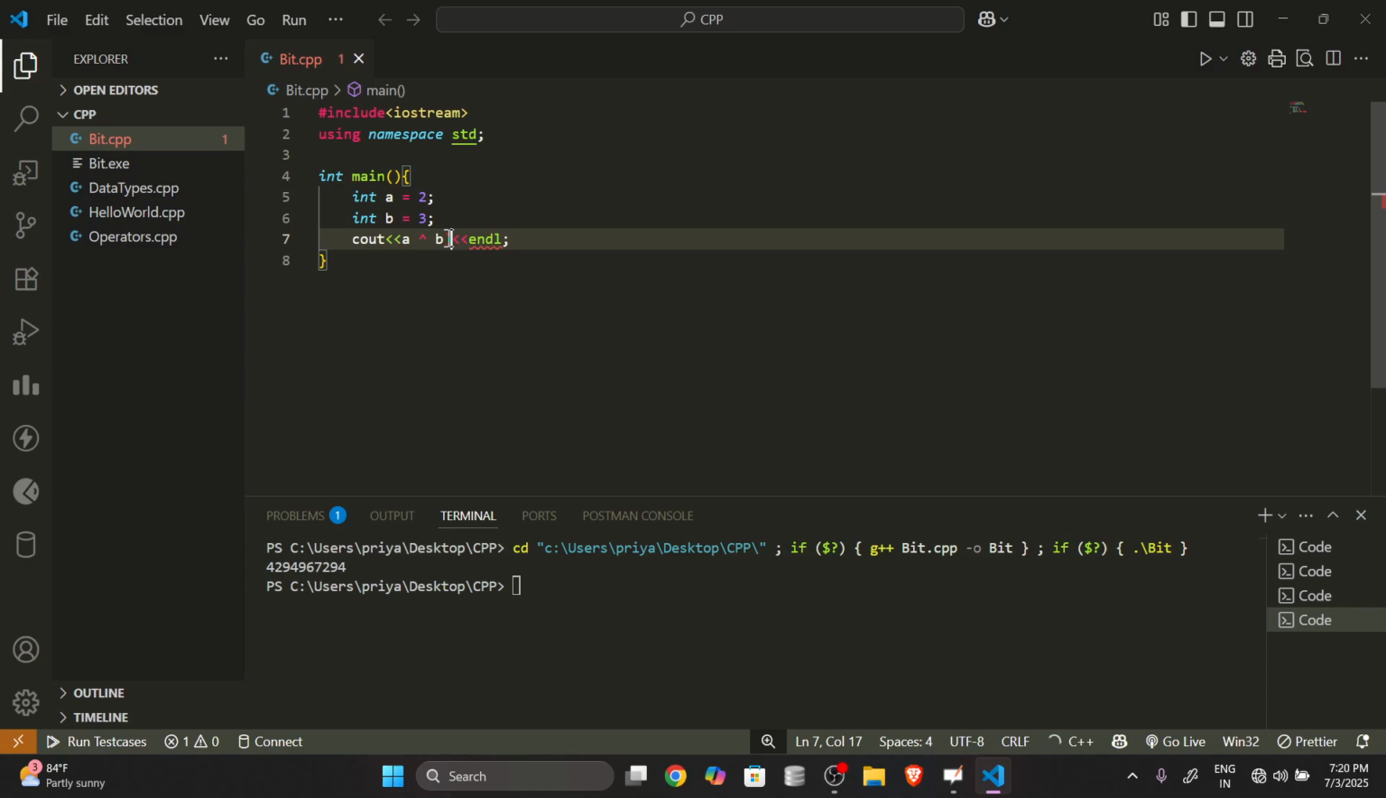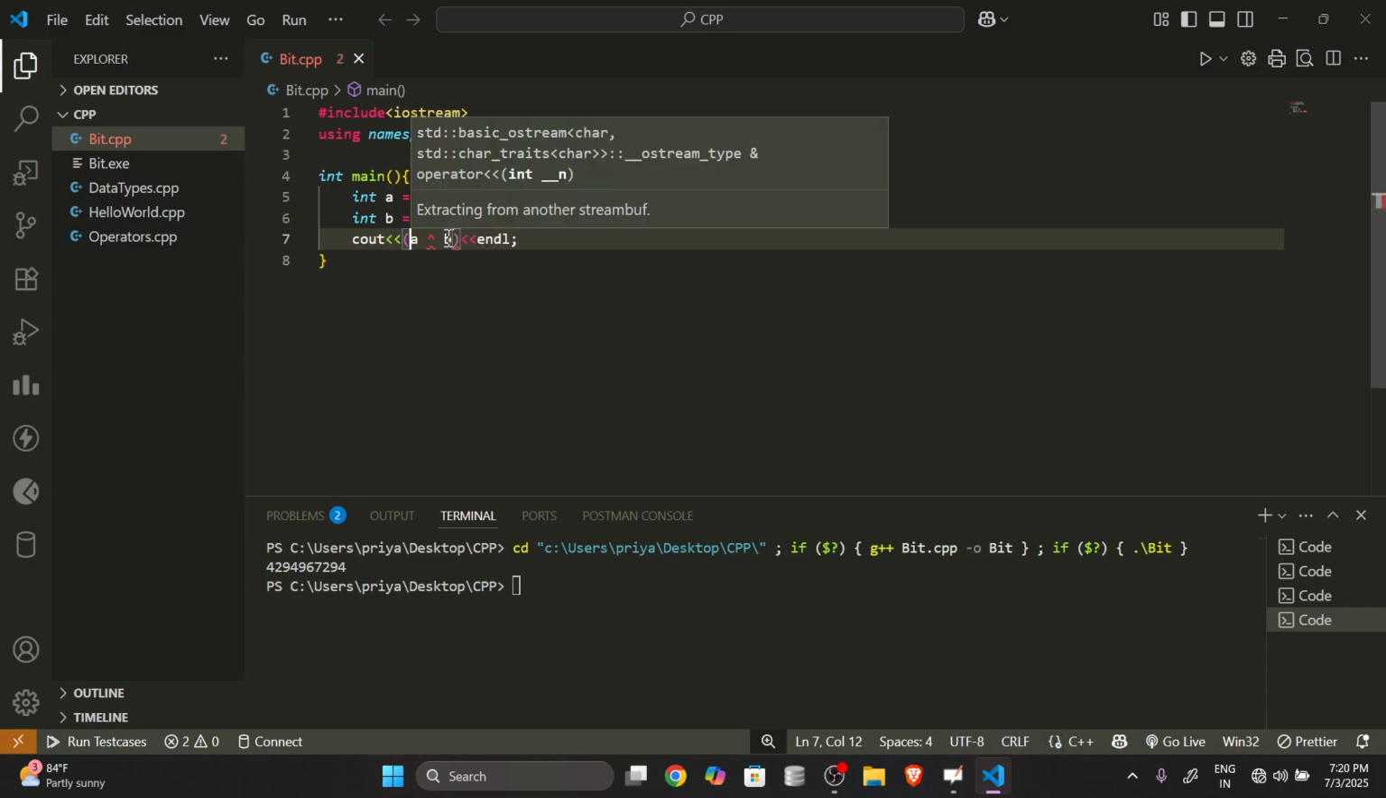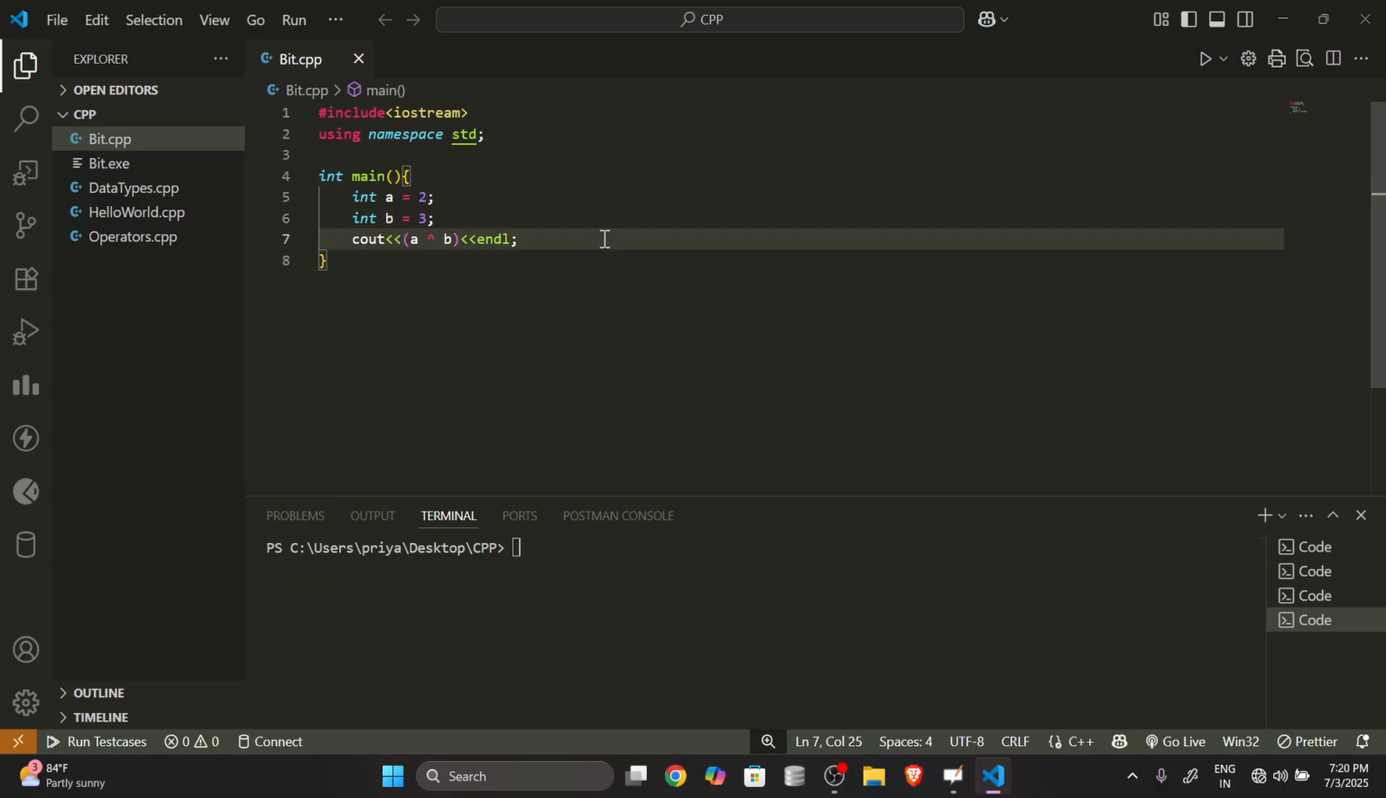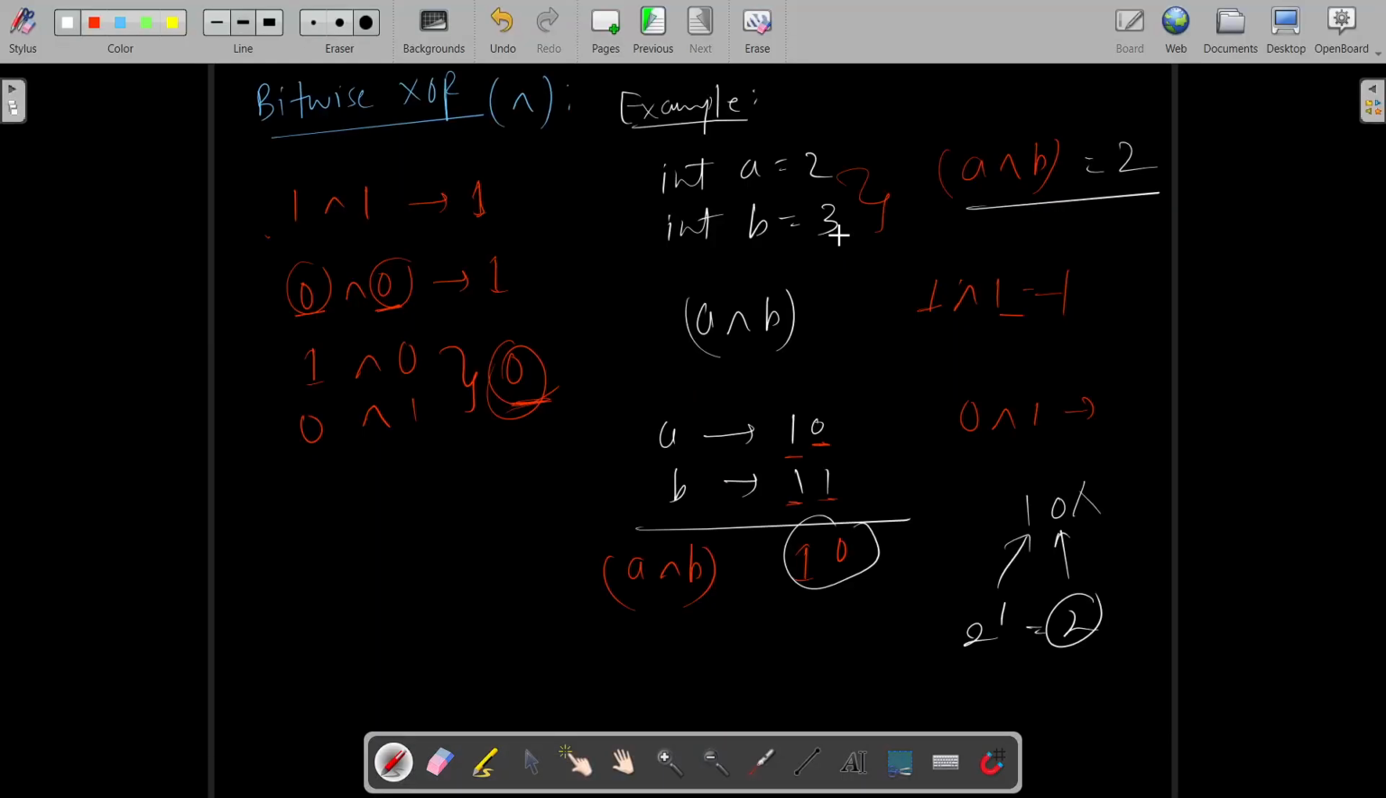Let's include it within the brackets. Oh, actually I made a mistake. Let's see where we went wrong. Let's get back to the screen. Okay, I got it. It is just the opposite of what I told you.